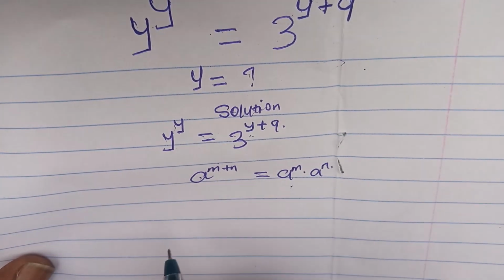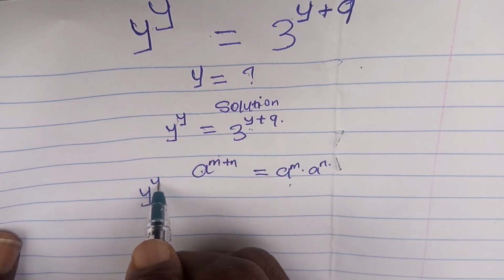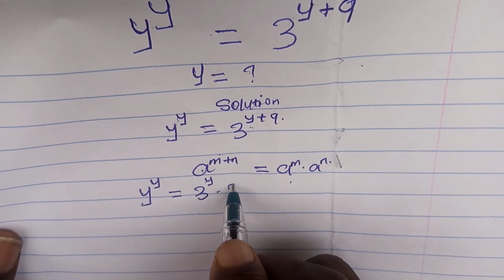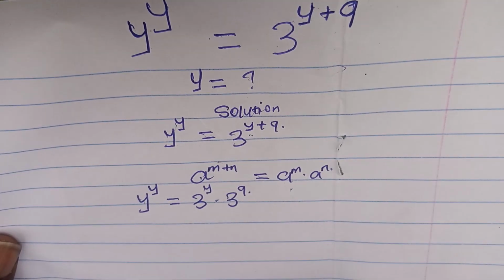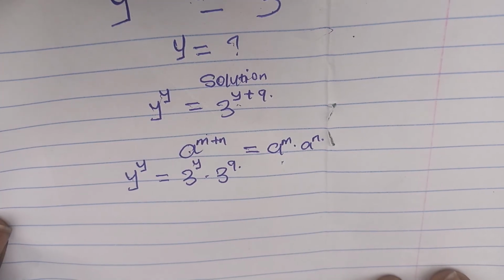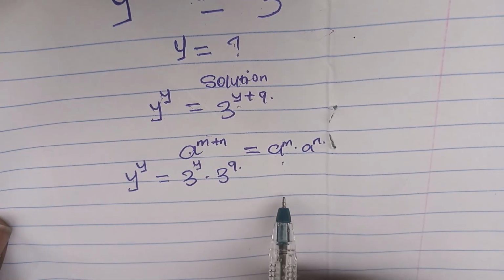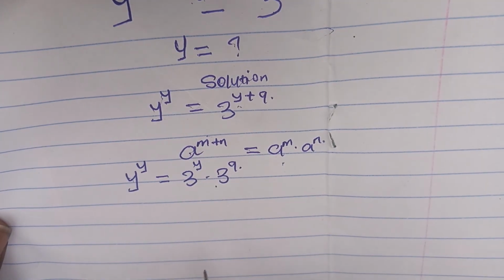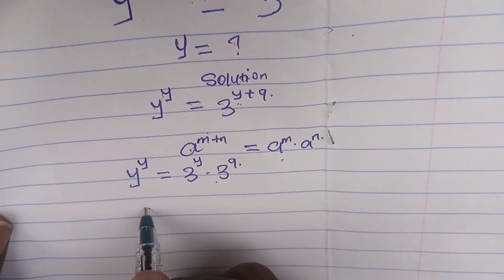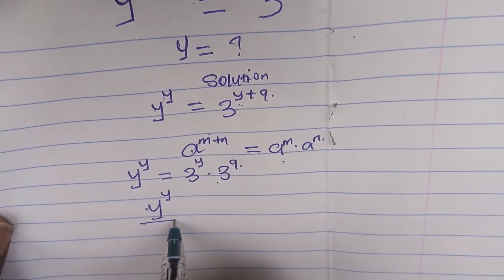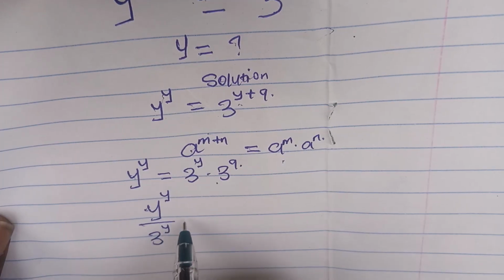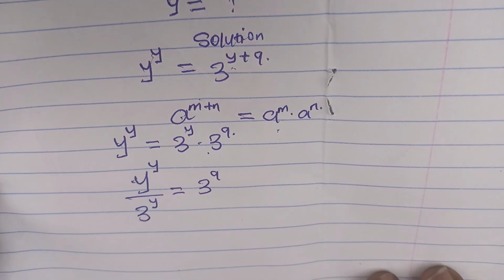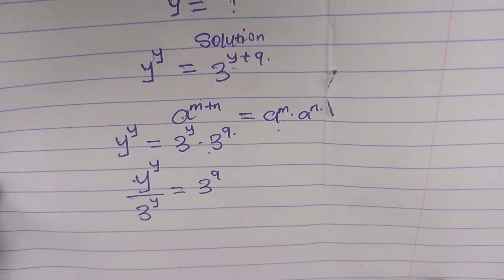So if we put this principle here, we have y to the power of y equals 3 to the power of y times 3 to the power of 9. The next thing we can do is to divide both sides of the equation by 3 to the power of y. We have y to the power of y over 3 to the power of y equals 3 to the power of 9.